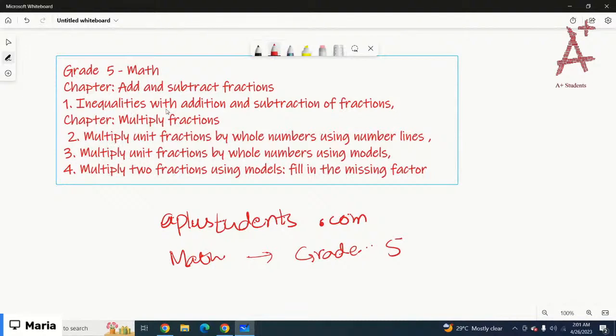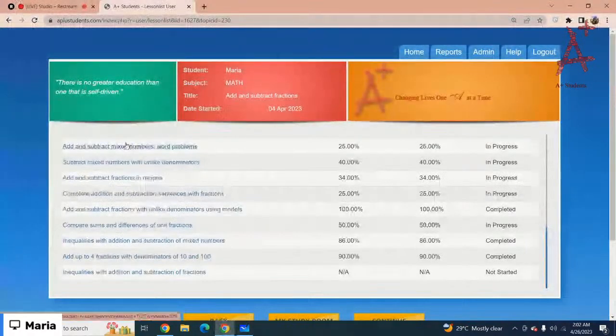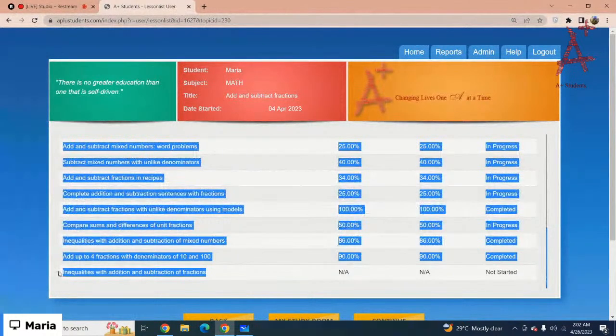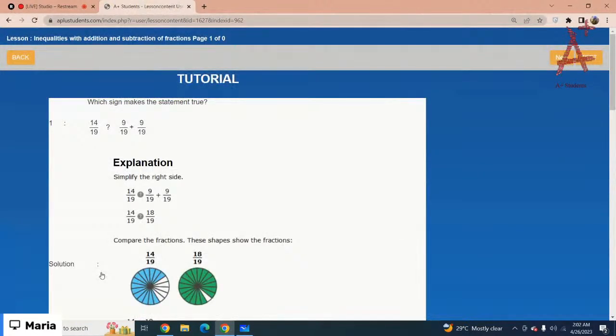So let's start with the first lesson, from the chapter add and subtract fractions. Here I'm on grade 5 maths. The chapter is add and subtract fractions, and the lesson I'm going to start with is inequalities with addition and subtraction of fractions. So let's start with the lesson.